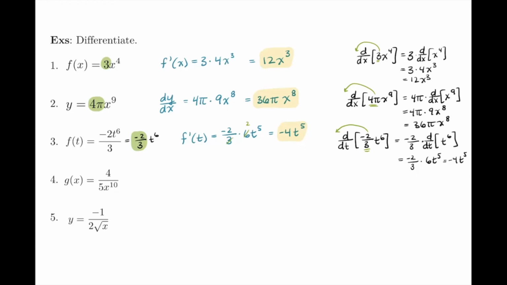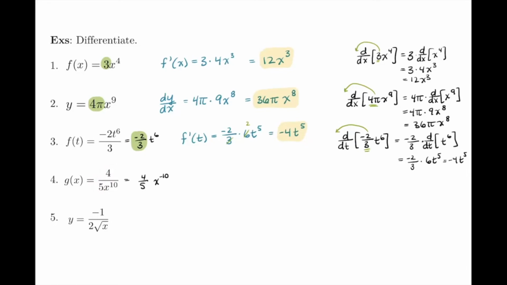So what we want to do is look at this as x to the negative 10, but we also want to extract the constant and write that as a constant multiple in the front. So the 4 divided by 5 is going to be that constant. So this will be 4 over 5 times x to the negative 10.